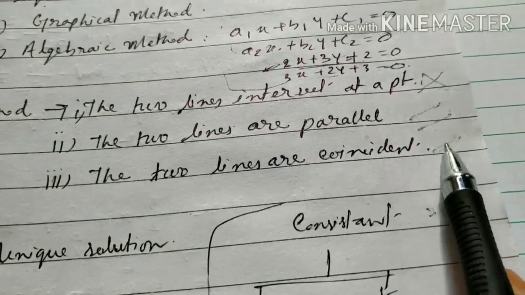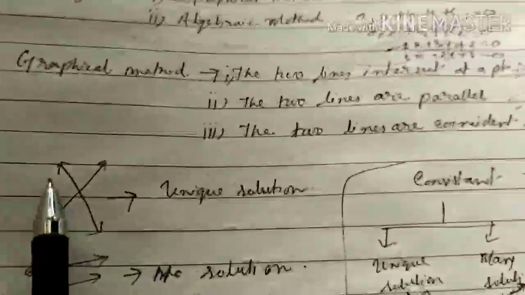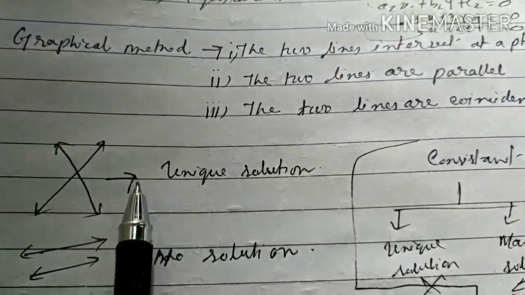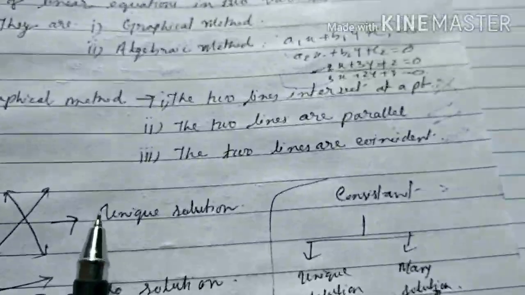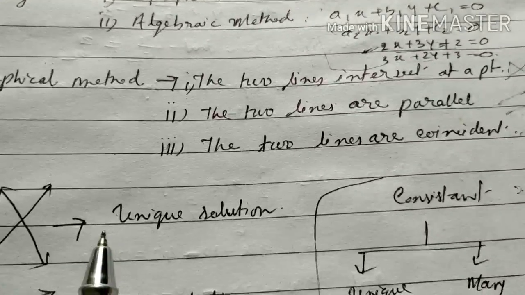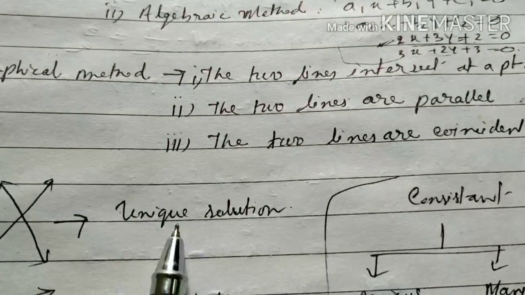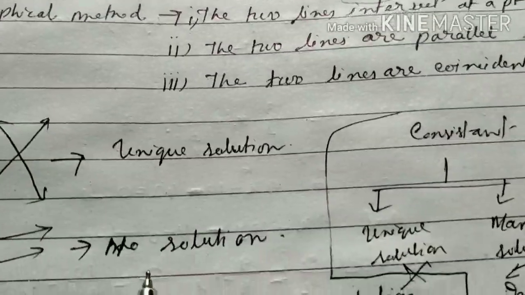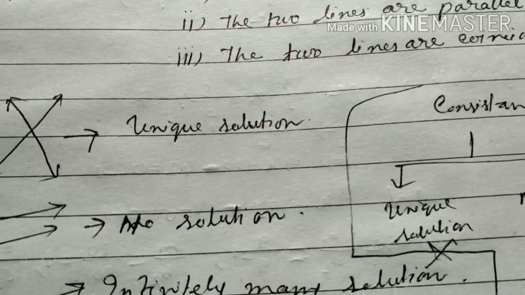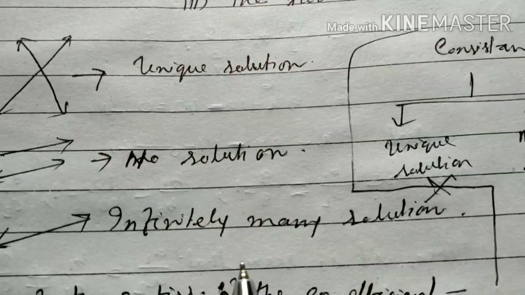If the two straight lines intersect at a point, then the pair of linear equations in two variables has a unique solution, that is, only one solution. That is called the unique solution. If the lines are parallel, there is no solution. And if the lines coincide, there are infinitely many solutions.